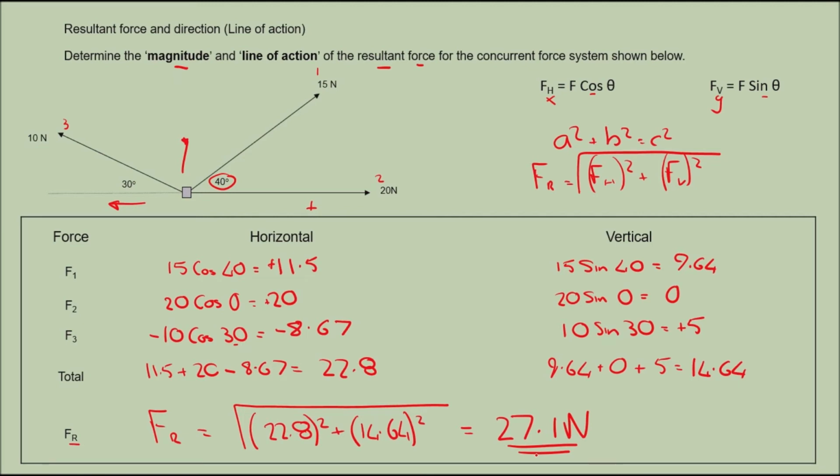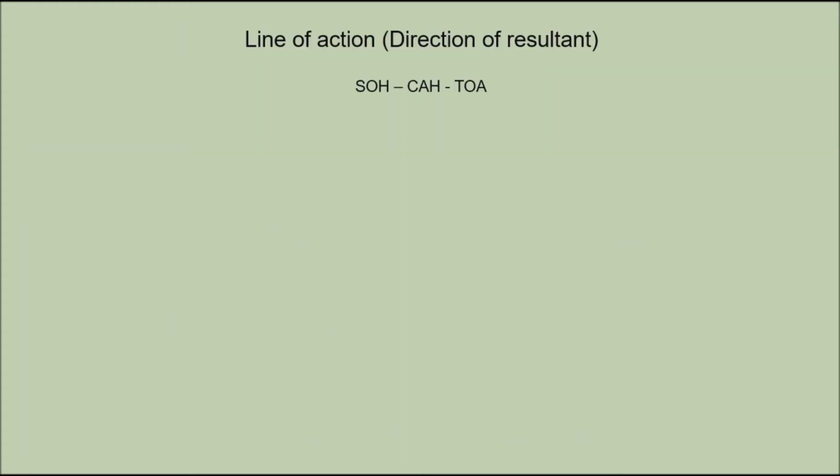Alright, now next thing we're going to have a little look at, I'll jump into the next page here, is line of action. Now I use trigonometry again. Sine we use for our vertical, cos we use for our horizontal. So in this occasion, to calculate the line of action or the direction that this resultant force is acting, we're going to use the last trigonometry function of tan. Okay, now again you remember from your GCSE maths, tan is opposite over adjacent.